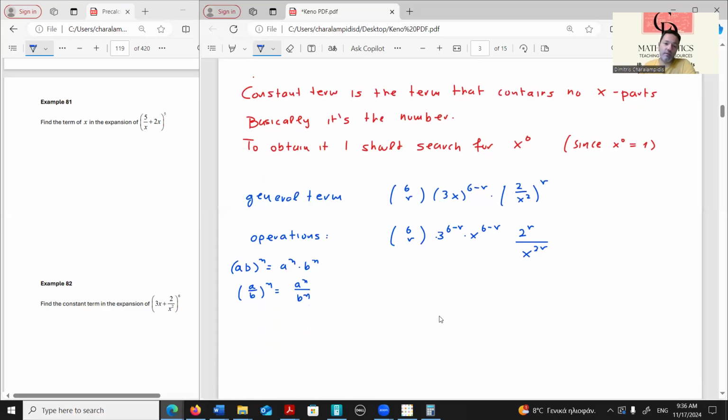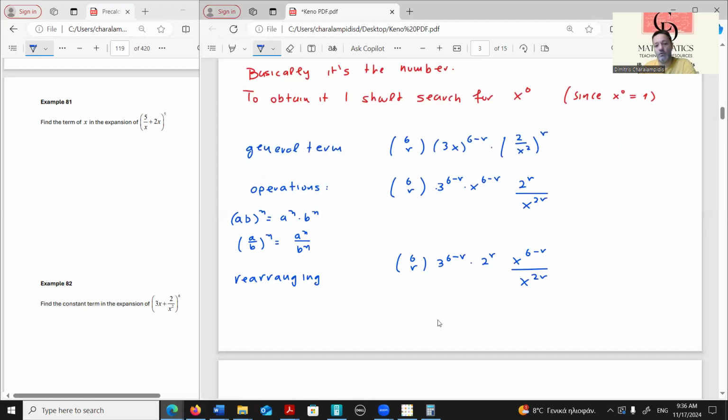Next, we should do some rearranging of terms. All those that do not include any x should move in front because they are simply considered to be numbers. And then we are left with the variable parts. I'll have to do some more operations to simplify them all. So that should be 6 choose r, 3 to the 6 minus r, 2 to the power of r, times x to the 6 minus r minus 2r.